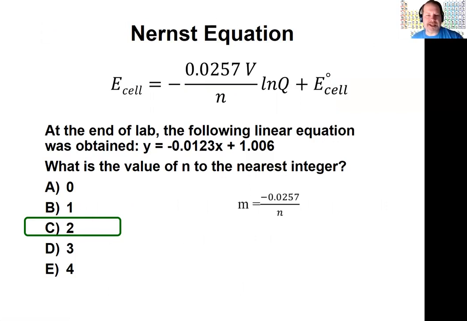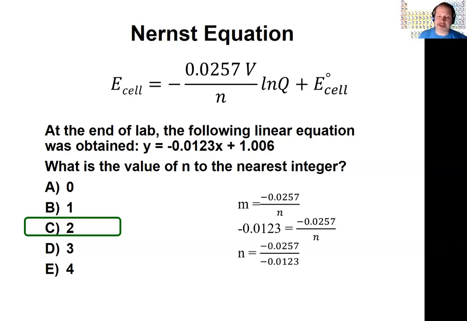Well, the slope is going to be equal to negative 0.0257 divided by n from the Nernst equation, and that m is equal to negative 0.0123 from our linear equation. Now we just have to solve for n by multiplying both sides by n and dividing both sides by negative 0.0123. Our signs cancel out, and we do the division and get 2.08. This calculation is often rounded to the nearest whole number, which would be 2. In this particular example, it does match up with the zinc copper oxidation reduction reaction that takes place.